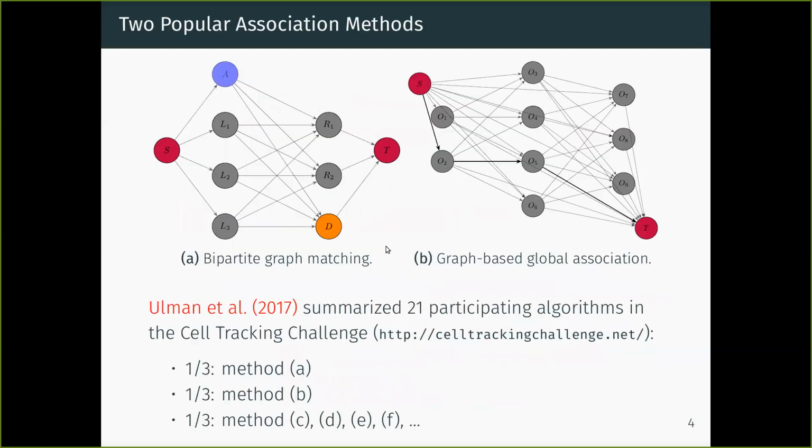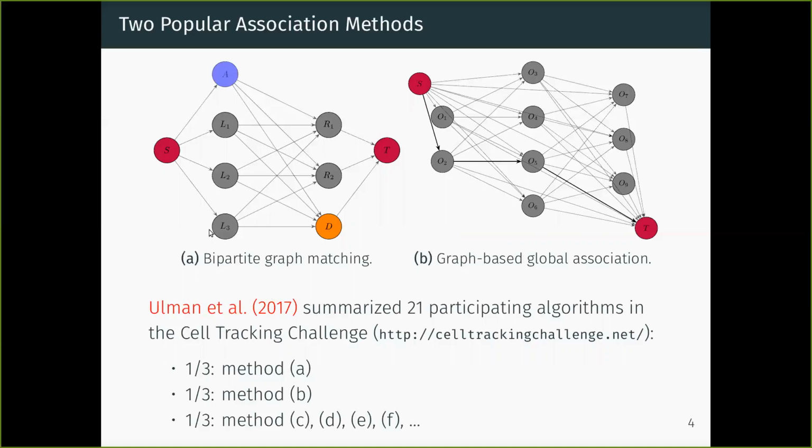There are 2 popular association methods. This reference summarizes 21 participating algorithms in the cell tracking challenge, where 1/3 would be based on method A, 1/3 based on method B, and the remaining 1/3 would belong to several other different methods. What I want to say is that method A and B are quite popular association methods.